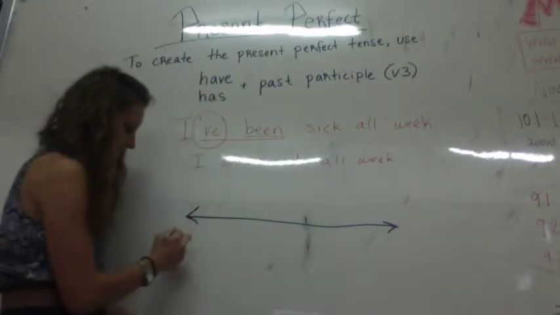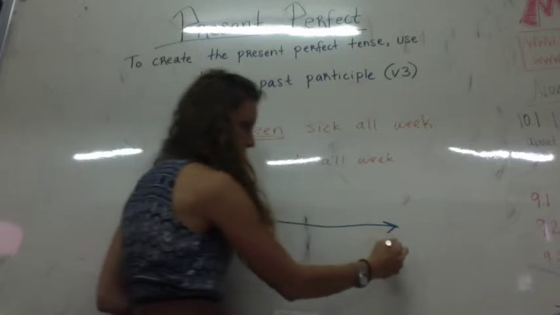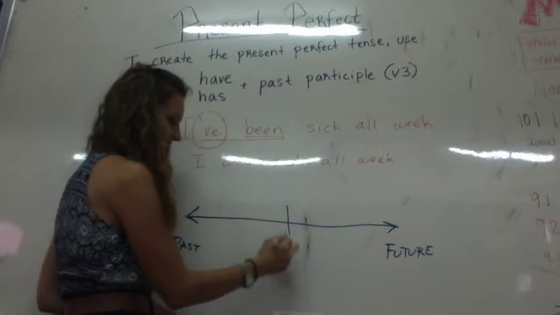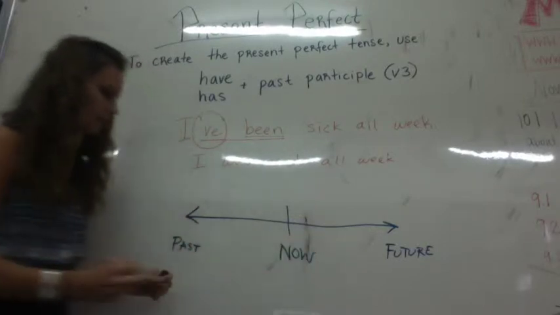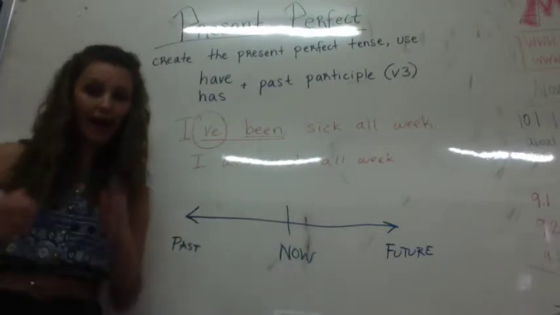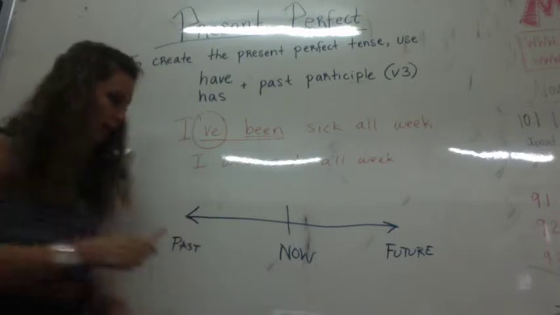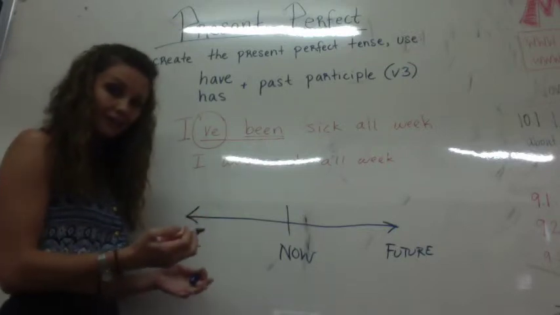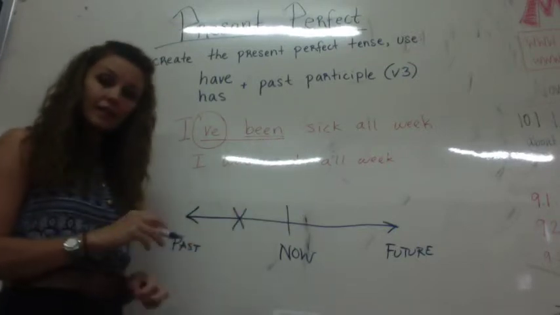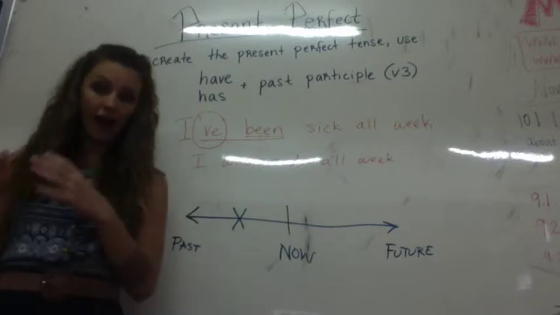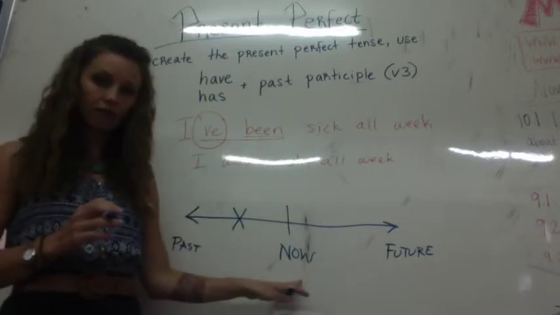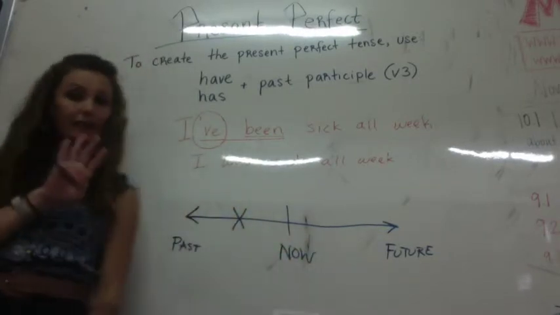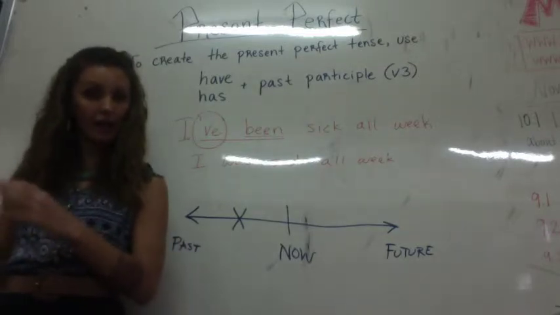Here's the past. Here's the future. And this line is now. If we are talking about the past simple tense, what happens to this timeline? It's happened in the past, right? And it's something that was completed in the past. It has nothing to do with now, and it has nothing to do with the future. It happened in the past, and it's done, and we leave it there in the past.